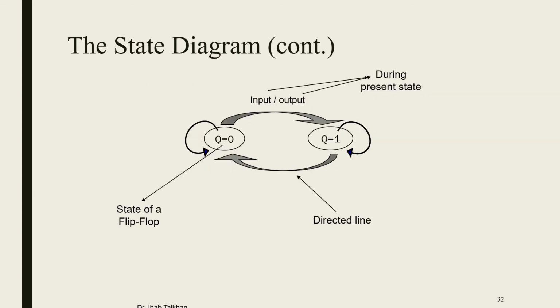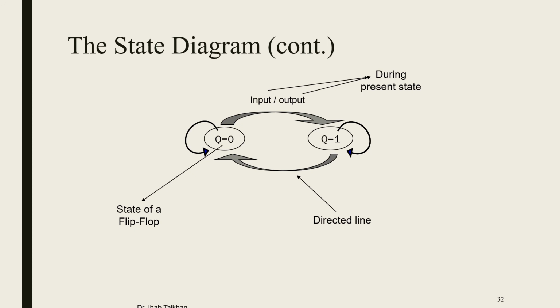In this slide, I'm going to show you by graphs what's meant by the state diagram. As you can see here, we have two states, Q equal to 0 and Q equal to 1, and each state is enclosed inside a circle. So we have two circles here, one for Q equal to 0 and the other for Q equal to 1. And as mentioned here, we have directed arrows. The arrow can go from one state to another, or from the state to itself.